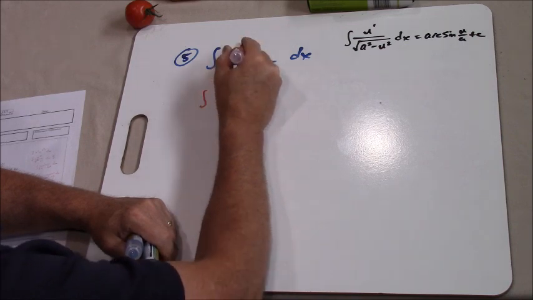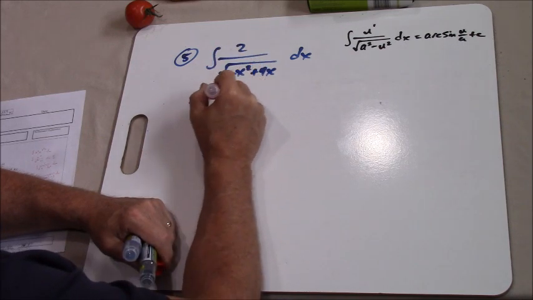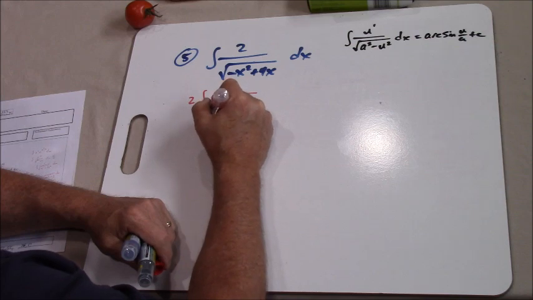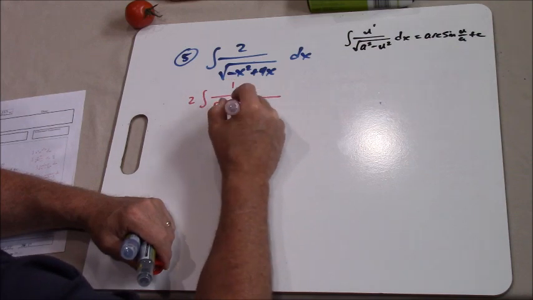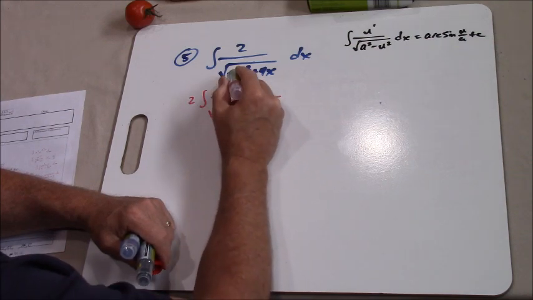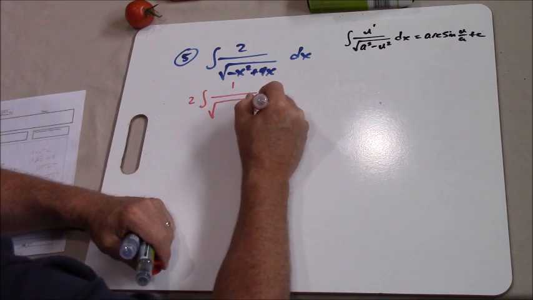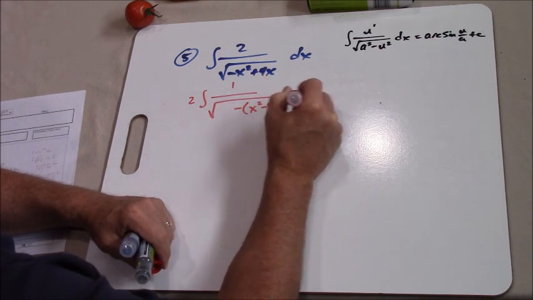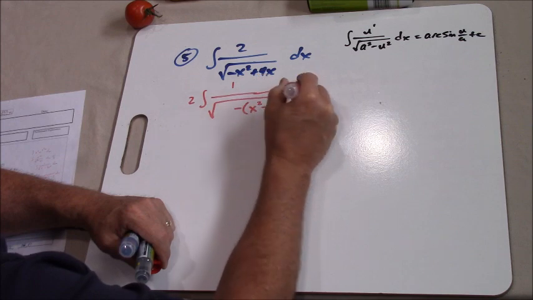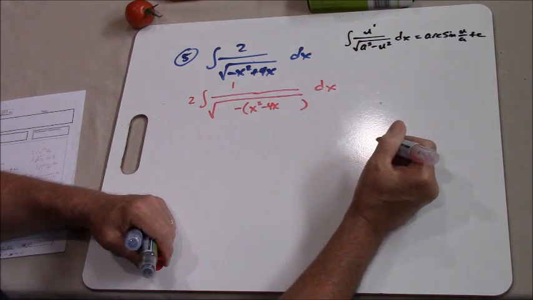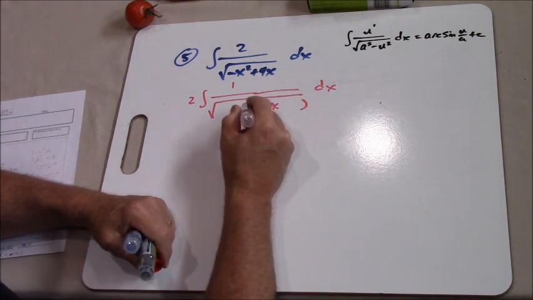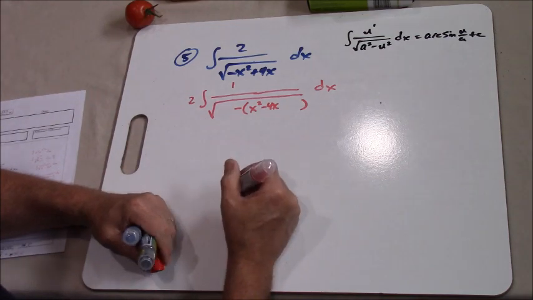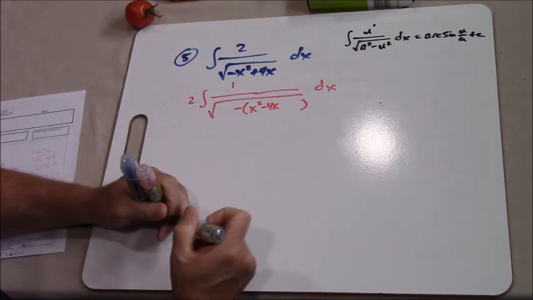And so let's see, I'm going to start by moving that 2 to the outside. Inside my square root, I've got a negative. I'm going to factor a negative sign out of each of these. So x squared minus 4x. If I distribute this back and bring the 2 in, I'm back to the original problem.